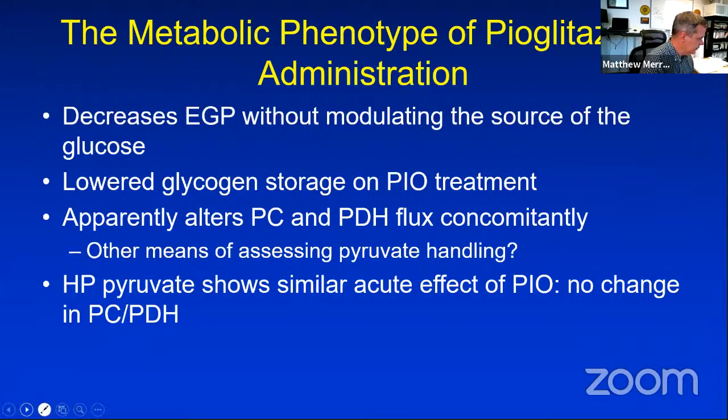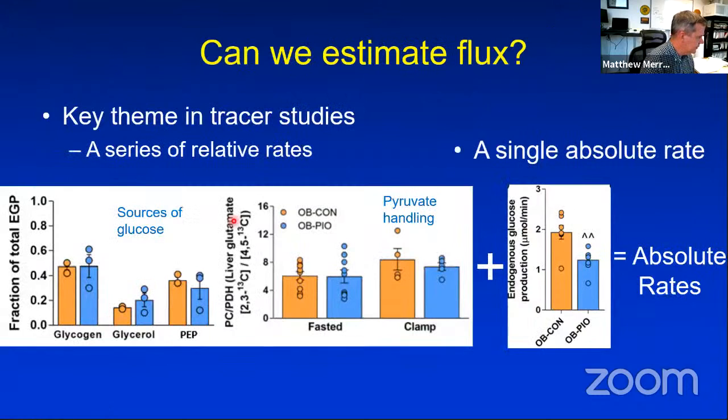So we've got these changes so far. How can we draw this together to really estimate flux? This is how you would normally do it. Unfortunately, the wheels come off for me before I get to a final answer here. We may be able to double back and get to a final answer, but I can certainly propose how we think pioglitazone is working. So a key theme in your tracer studies is that you get a set of relative rates by whatever method that you're using.